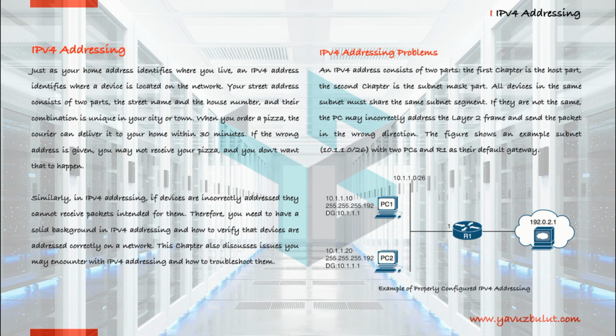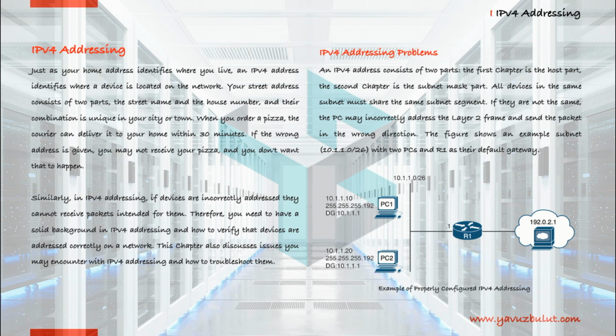An IPv4 address consists of two parts. The first part is the network part and the second part is the host part, defined by the subnet mask. All devices on the same subnet must share the same subnet portion. If they are not the same, they must be configured correctly, as the PC's layer 2 frames may be incorrectly addressed. The figure here shows example IP addressing with two PCs and one router.